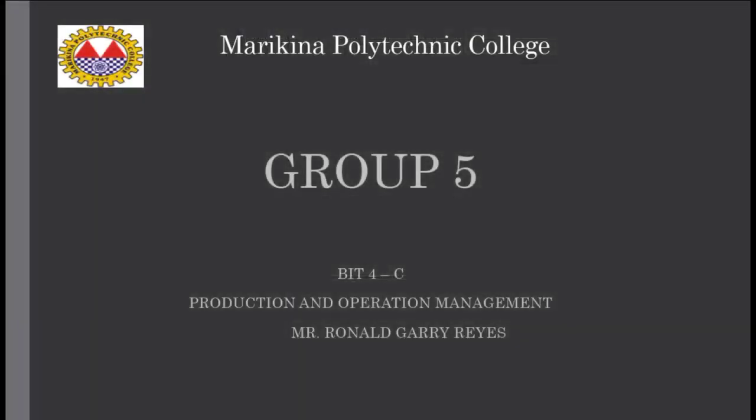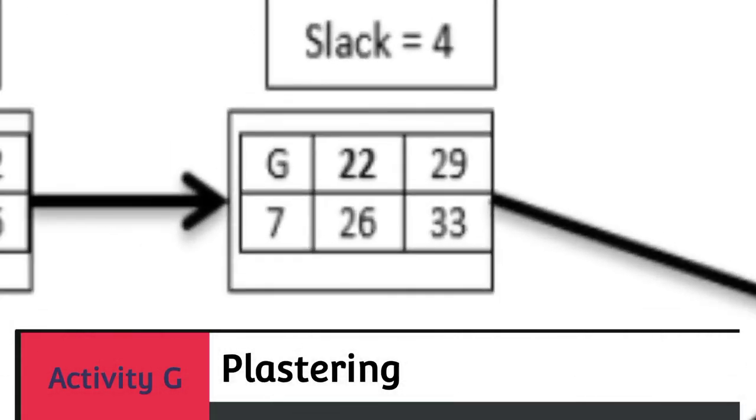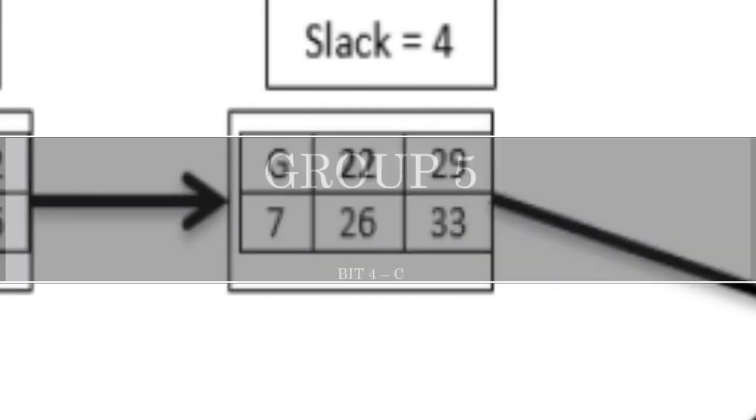Next is the plastering. It should be accomplished next, having an estimated time of 7 days, an early start of day 22, a late start of day 26, an early finish of day 29, and a late finish of day 33. The activity was not critical for having a slack of 4 days.